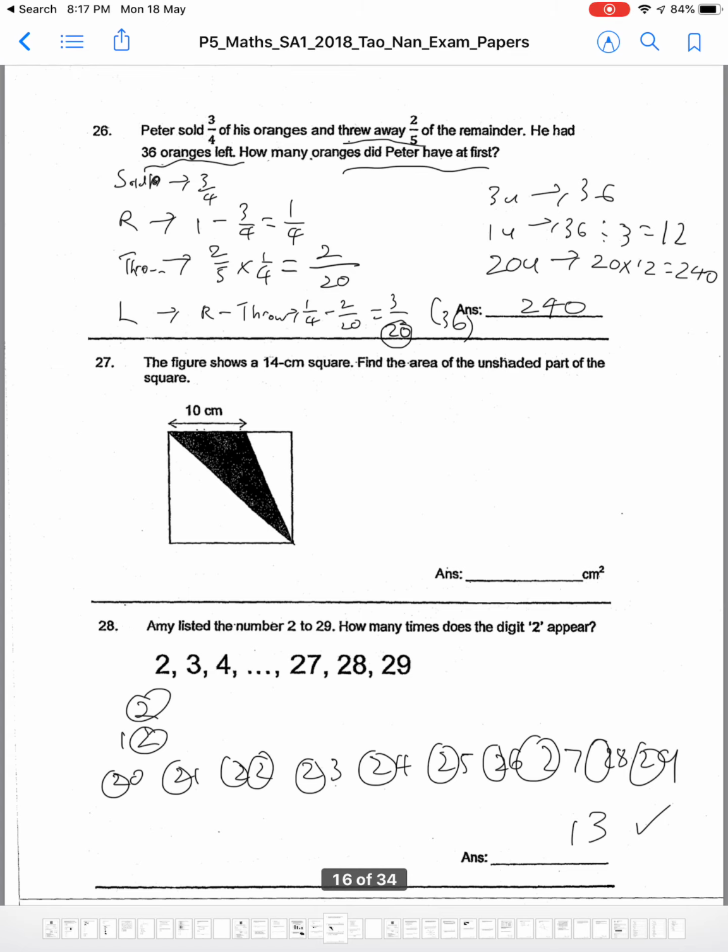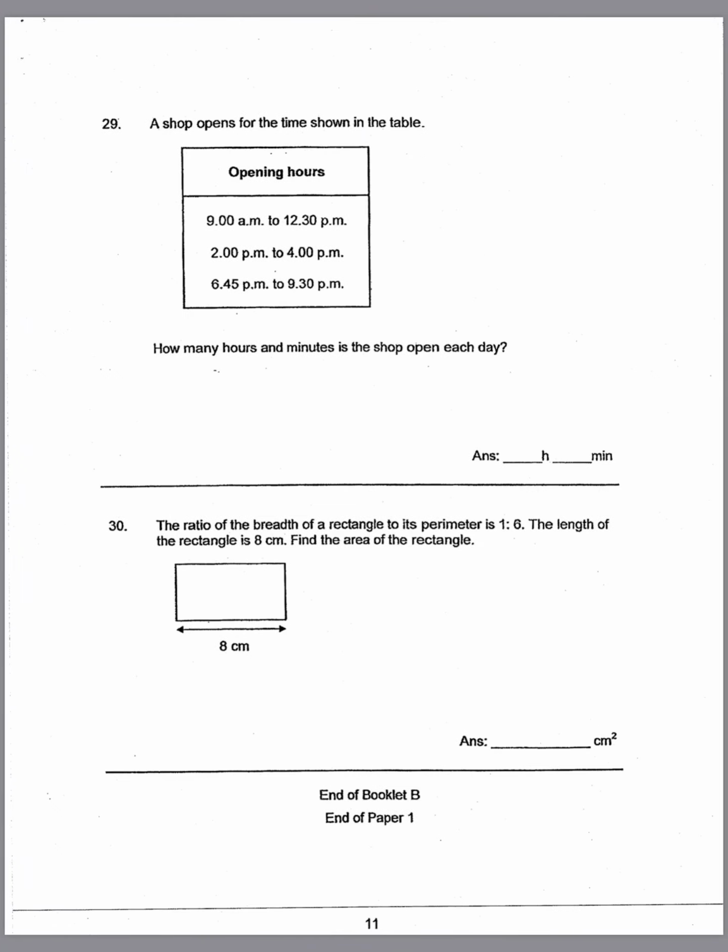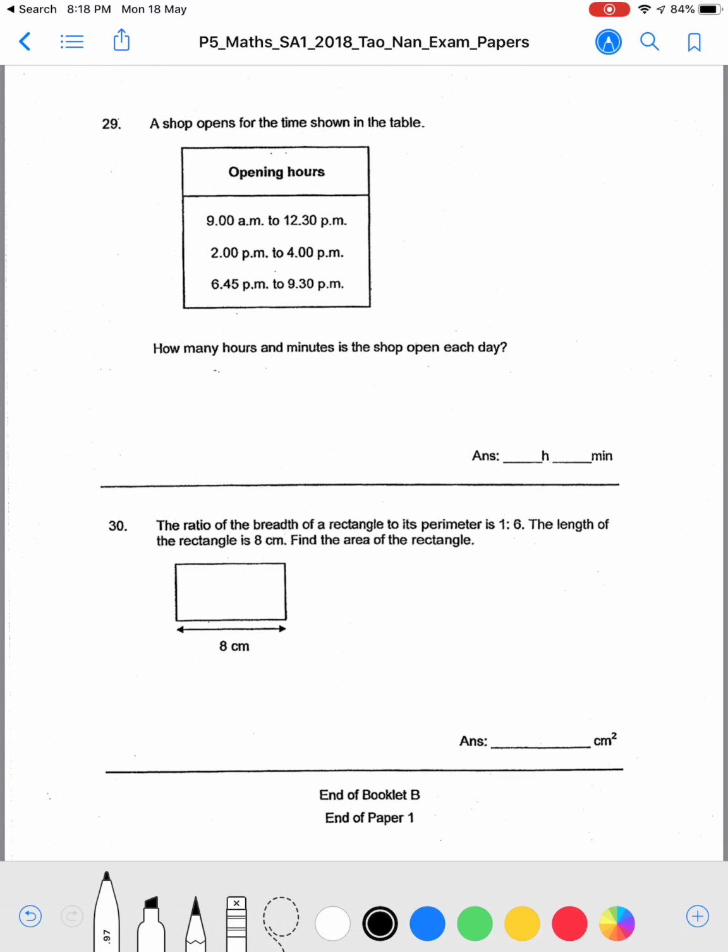So let's go on to the next question. Okay, this one 29, right? So what they say is the breadth to the whole perimeter is 1:6. Okay, so let's draw: the breadth is 1 unit, the perimeter is 6 units. So the breadth is 1 unit, 1 unit. If the perimeter is 6 units, that means the length is 6 minus 1 unit minus 1 unit, which is 4 units.